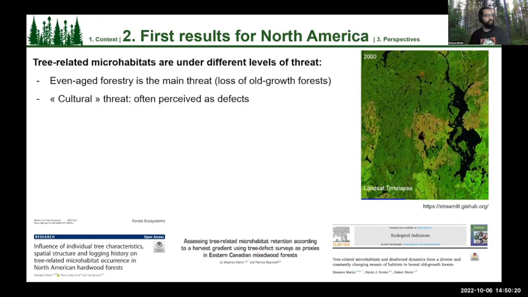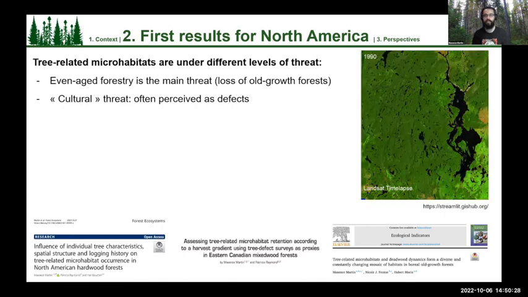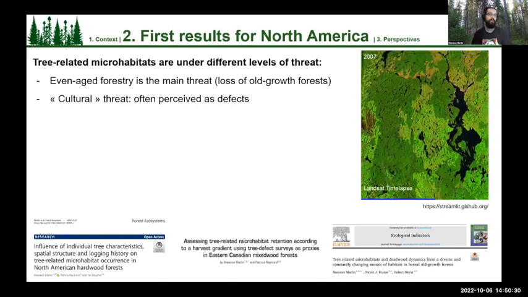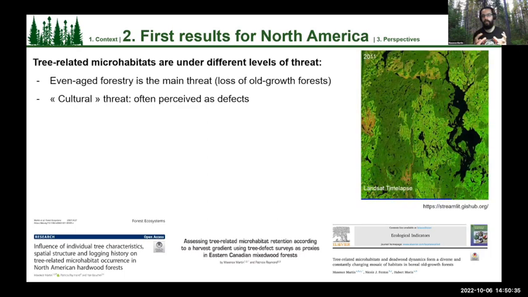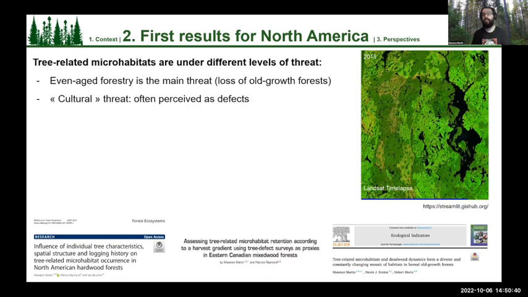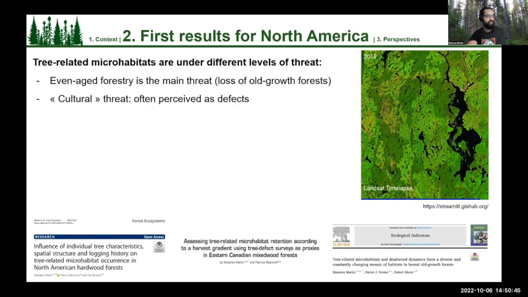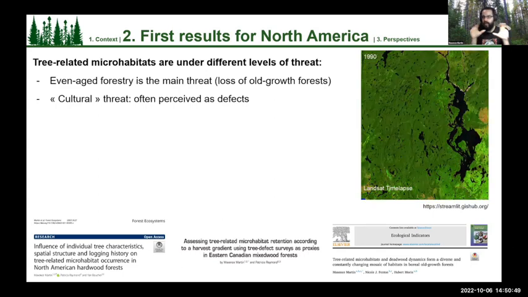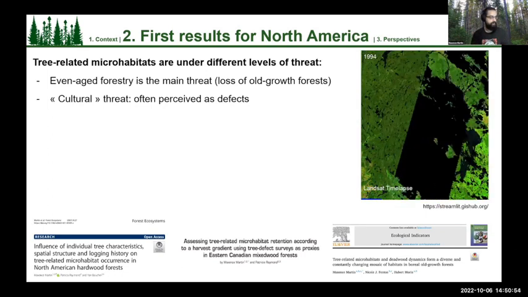In addition, we identify what can be a cultural threat to tree-related microhabitats because many of them, in fact, are perceived as defects by foresters, as defects which can threaten the survival of the trees or the quality of the timber, meaning that often the foresters will try to remove trees with tree-related microhabitats because for them it's an economic loss, which means that it can lead to a loss in biodiversity. And this is, for example, something which was observed in the temperate forest. Forest management, since a long time, has been very clean of microhabitats because this way we have just perfect timber.